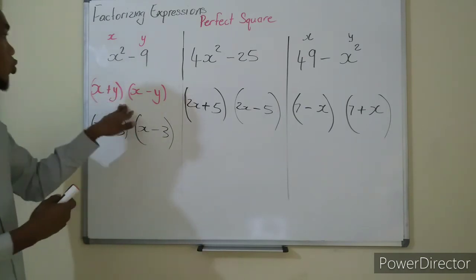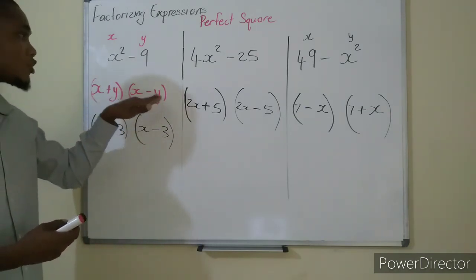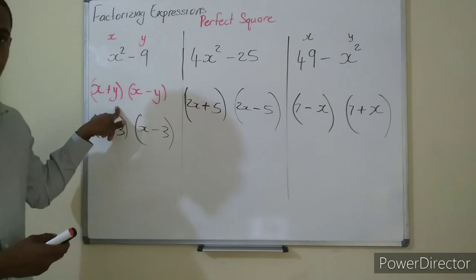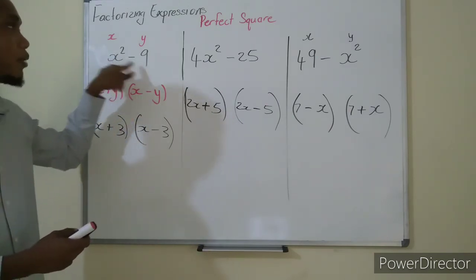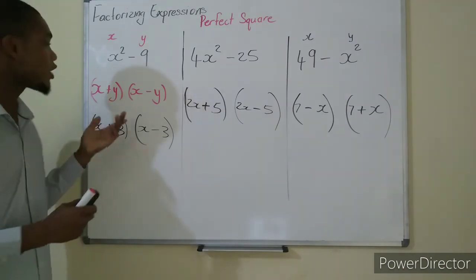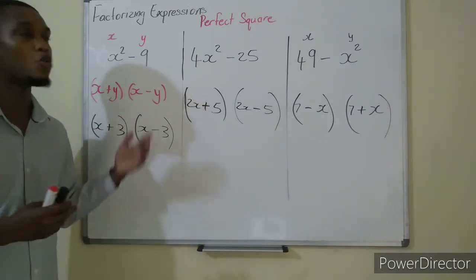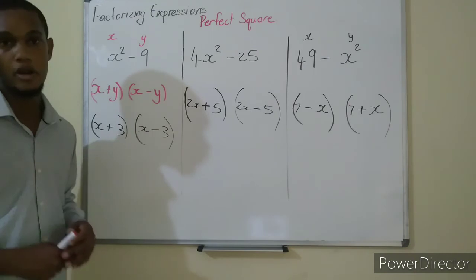So just remember this rule, x plus y, x minus y, where x and y are the square root values for each term of your expression. So once you're able to remember that, you'll be able to apply the perfect square method.